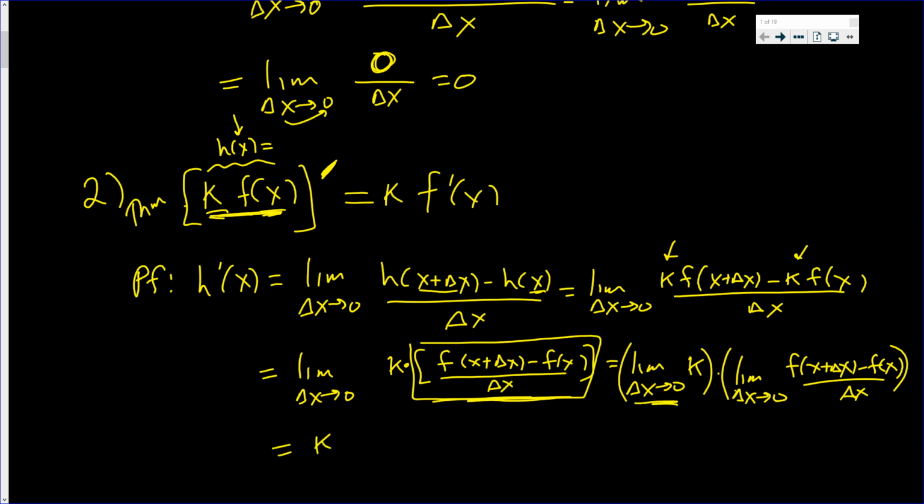Of course, as we spoke about earlier, when delta x changes, it doesn't affect k, times this limit. Oh, I know that limit. I recognize it. That's the derivative of f. So what we've shown is that the derivative of a constant times f of x, you can take the derivative of f of x, which is f prime of x, and multiply by the constant.